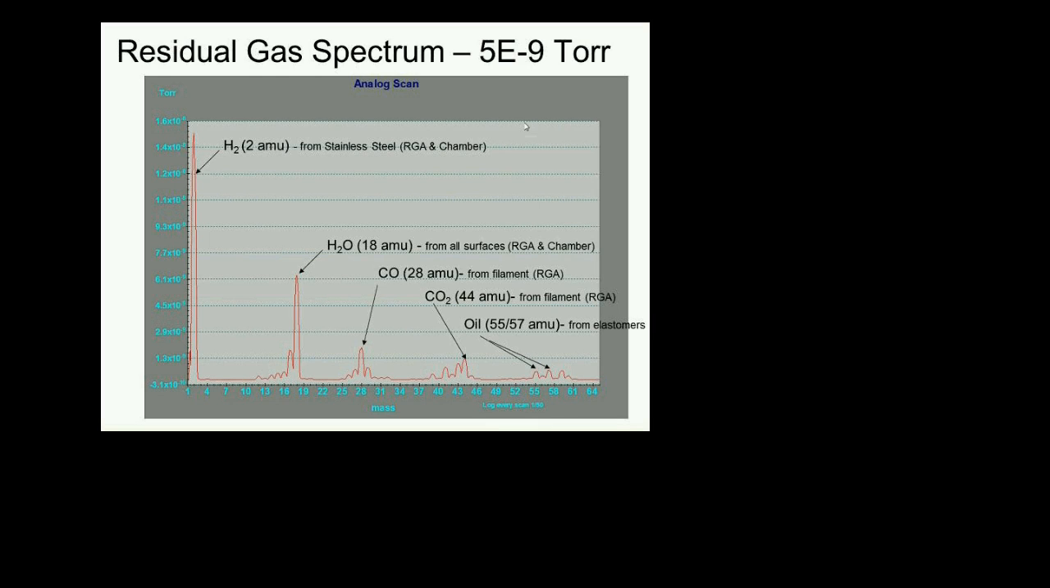And surprise, surprise, the list includes all the usual suspects that I gave you before. There is hydrogen at 2 AMU, coming from the stainless steel, from the RGA itself, and from the rest of the chamber. There is water. Water is coming from everywhere, but most likely, if you got an increase in pressure in the system, it's coming from the areas adjacent to the filament that go hot and are now outgassing at a higher rate. There is carbon monoxide and there is carbon dioxide as well.